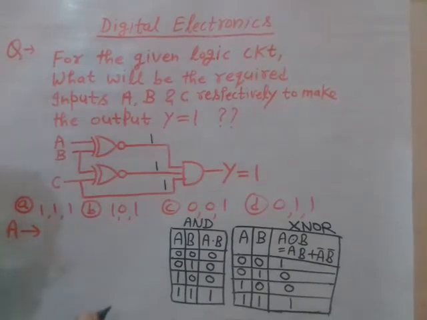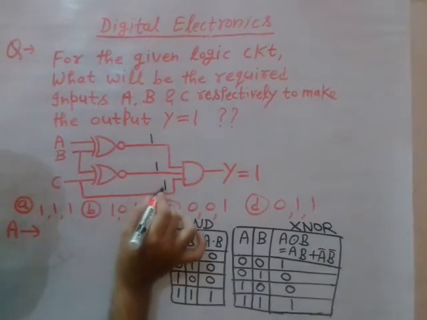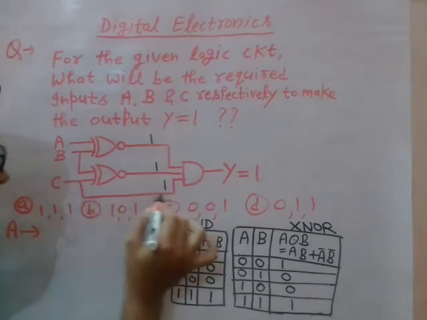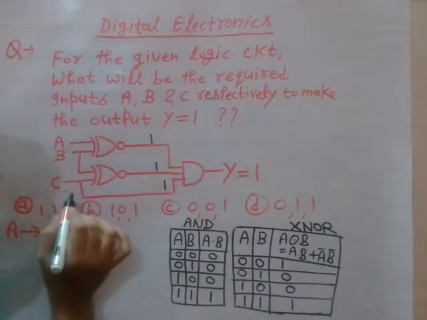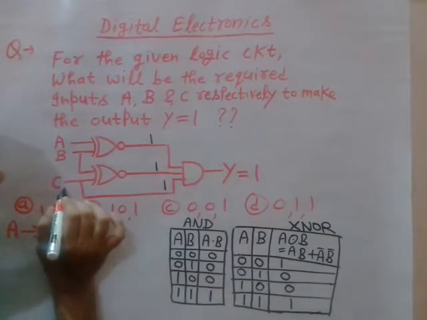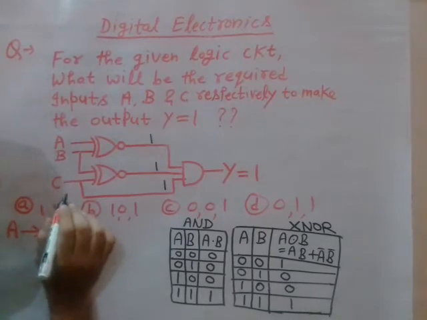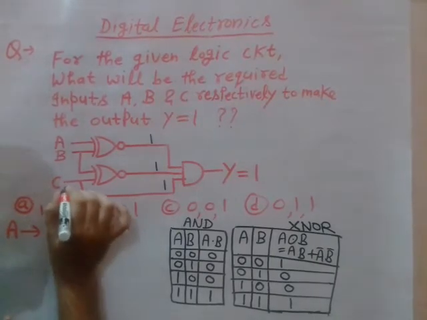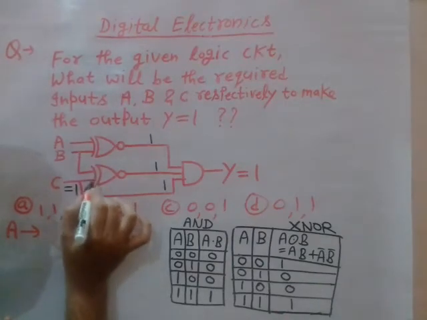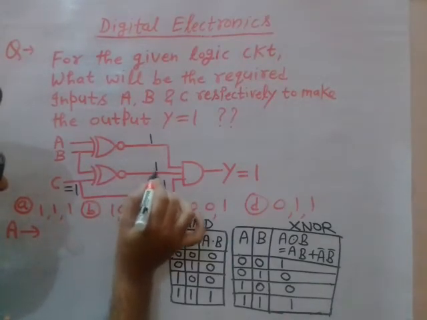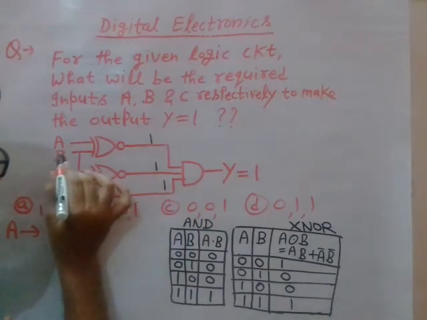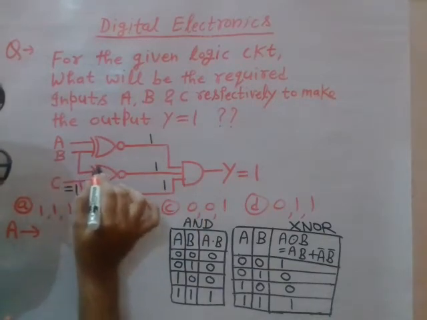Now if C is 1, this is the C input, so C is 1 for sure, right? If input C is 1, then for the XNOR output to be 1, can you tell me what is the input B for this second XNOR gate?